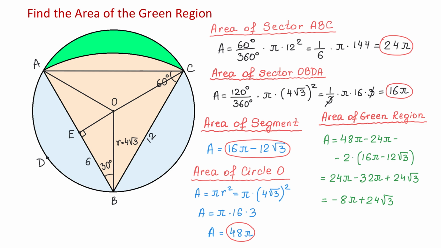And if we use a calculator, we will have approximately 16.44 square units. So here we have the area of the green region, and now the problem is completed.